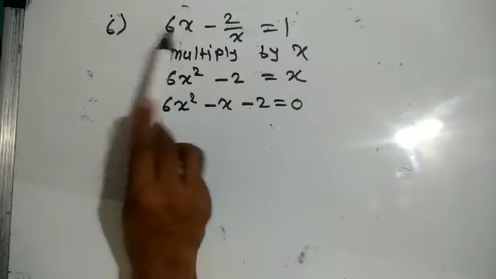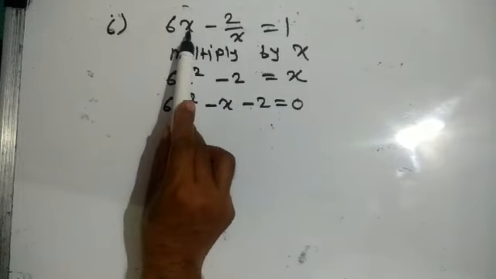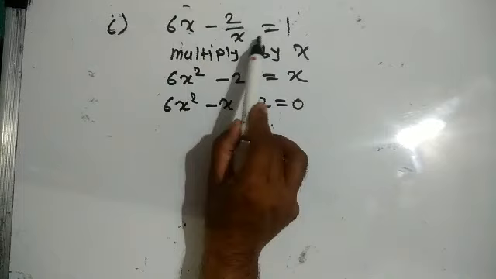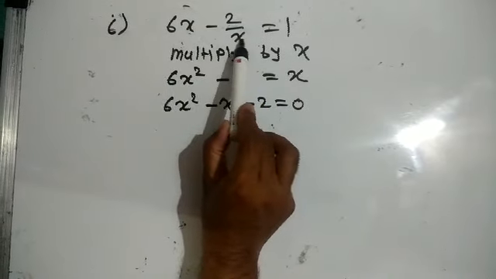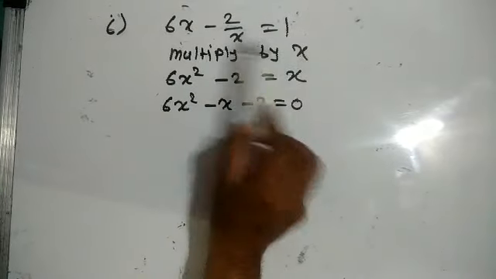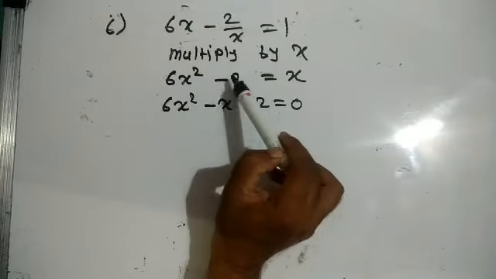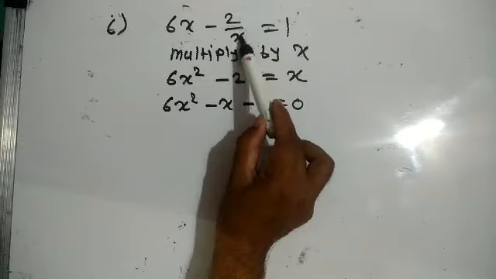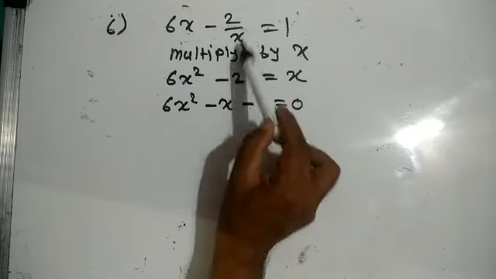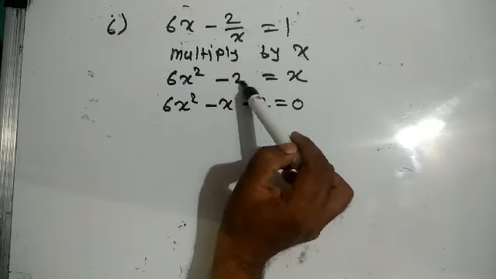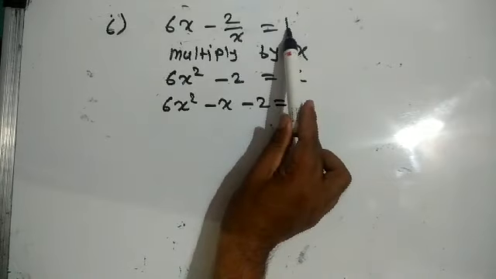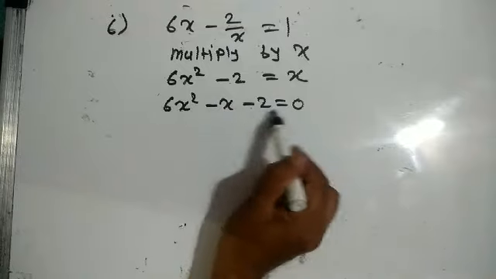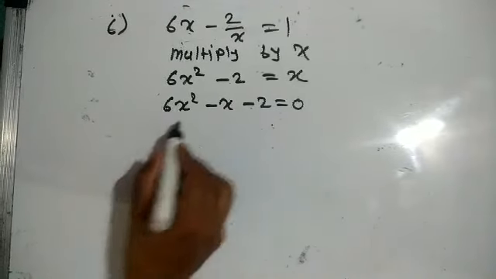Again look at here. This is the given equation: 6x minus 2 upon x is equal to 1. Therefore the x is in the denominator. Multiply by x throughout the equation. 6x square minus 2 is equal to x. When we multiply this 2 upon x by x, this x gets cancelled and only minus 2 is remaining. And when we multiply this 1 by x, we get x. And take this x, we get this statement.